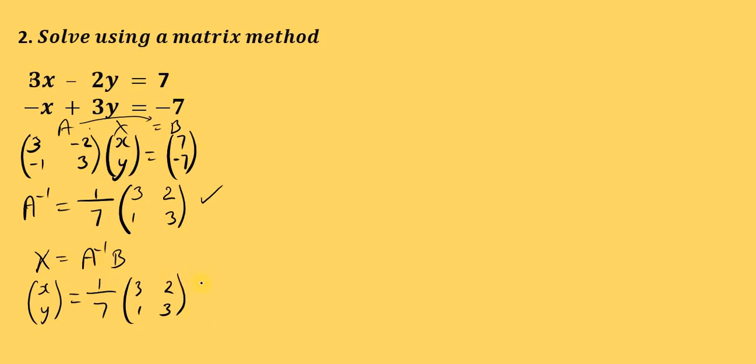So we need to have the B matrix as well, which consists of 7 and -7. Next, we're going to multiply row by column, row of the first matrix by column of the second matrix.